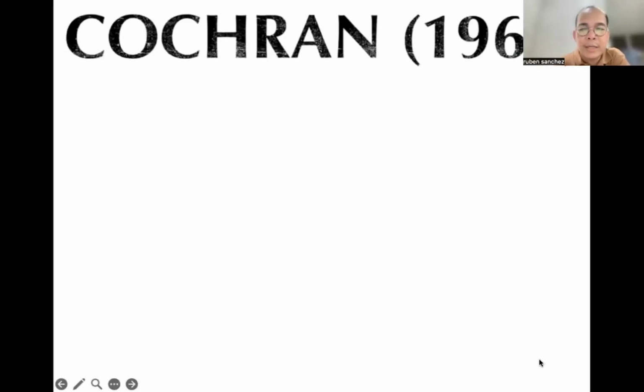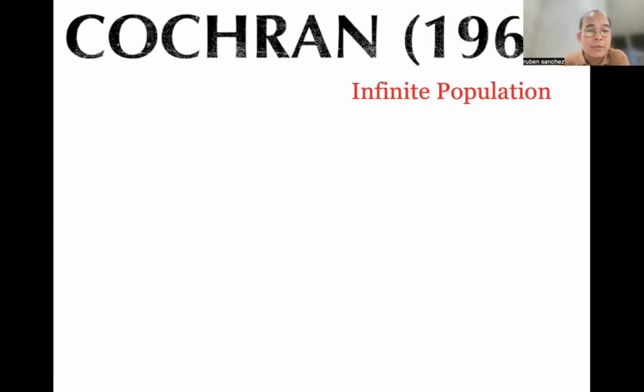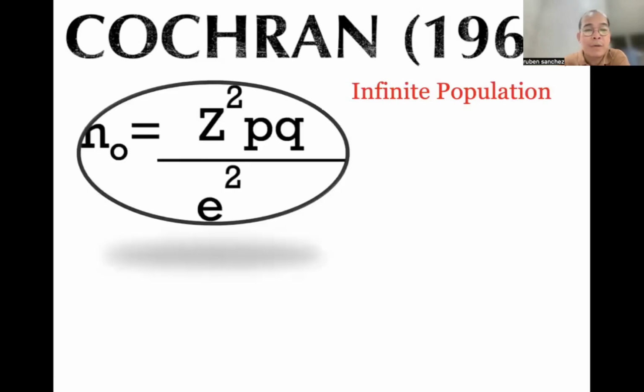Good day, everyone. Let's continue the discussion of sample size. This time we'll be discussing another formula that can be utilized to determine the minimum number of sample respondents in a given situation. And this one is the Cochran sample size formula, which was introduced in 1963. This formula can be used for an infinite population.